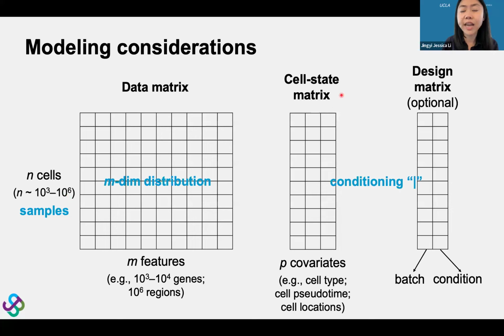But for the cell states and the design, I want to be conditional on them because they are the things that we should account for. And given a certain cell state and given a design covariate, I want to know what is the corresponding m-dimensional distribution. So I'm interested in learning the conditional multivariate distribution.